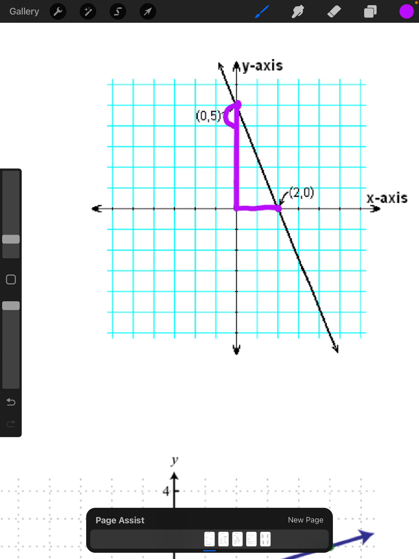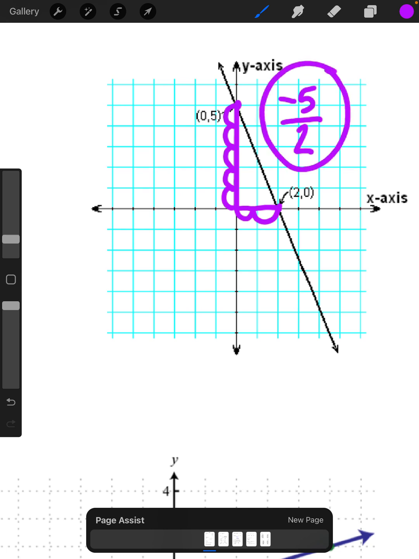So my rise would be negative just because I am going down. So 1, 2, 3, 4, 5. So I've got a negative 5 over my run, which is 1, 2. So that is my slope to start with. That's my m. And then my b is where I cross my y-intercept, or where I cross my y-axis. My b is my y-intercept.